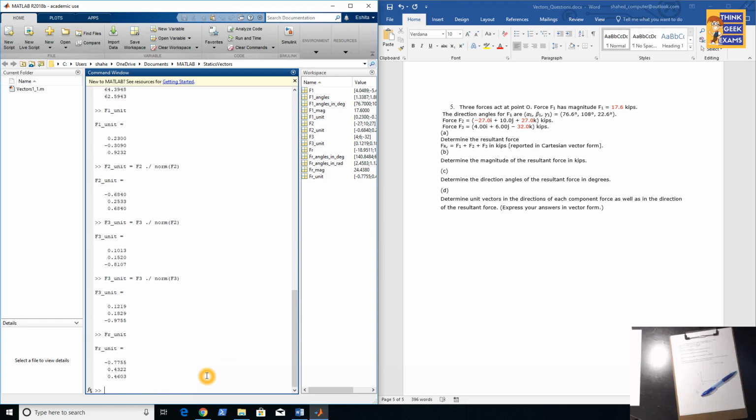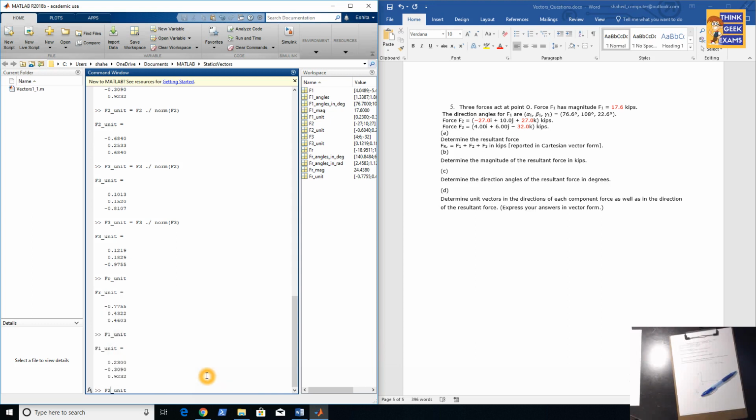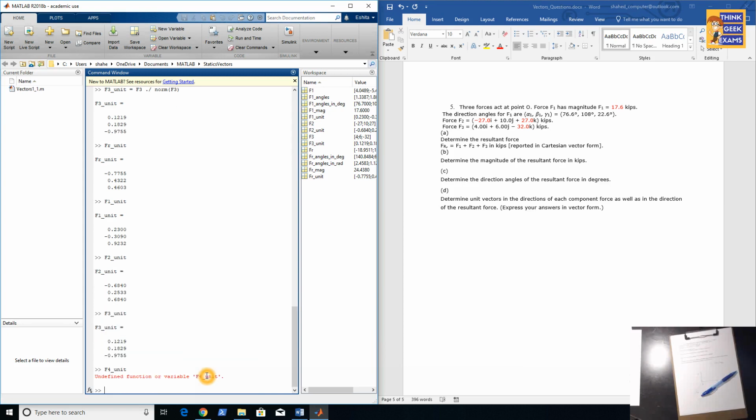So let's do a run. F1 unit, F2 unit, F3 unit, and FR unit. And those are the four in vector form. So that's the end of the homework.